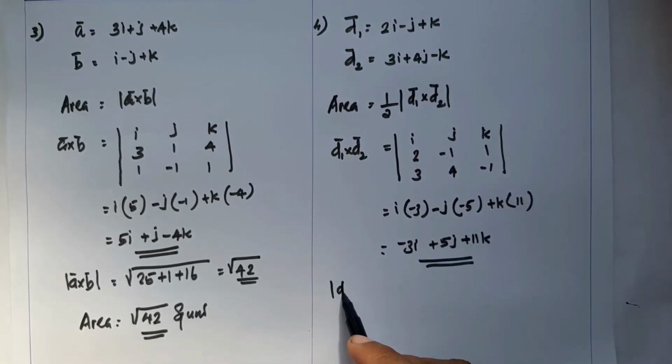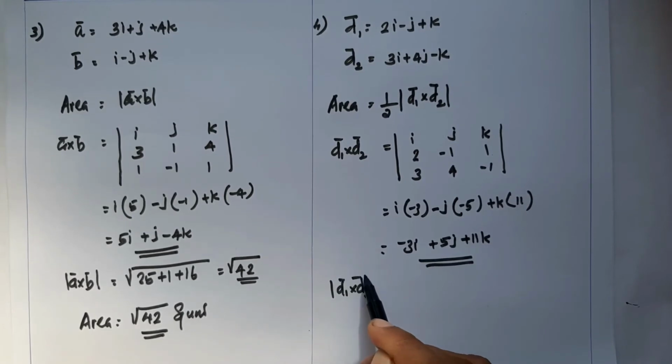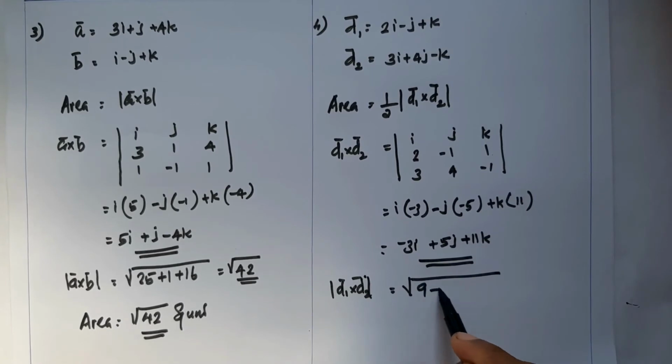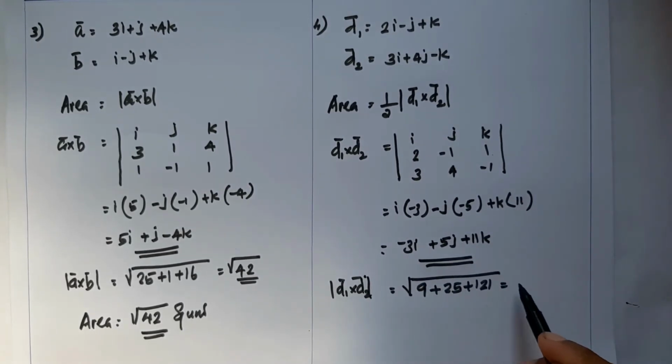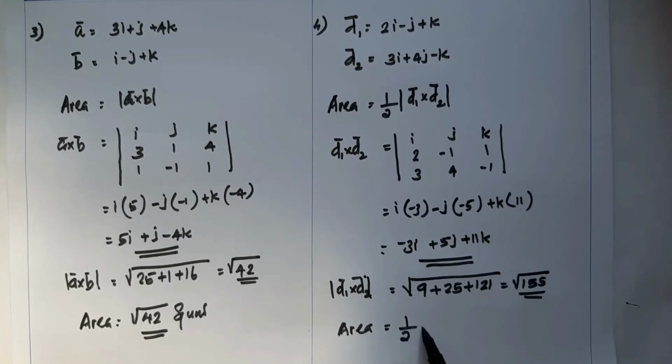Now, the modulus of d1 cross d2 is equal to the square root of 3 squared is 9, plus 25, plus 121, which is equal to 155. And therefore, the required area is equal to half into root of 155 square unit. That's all.